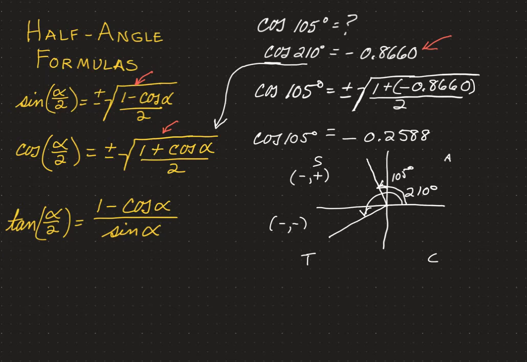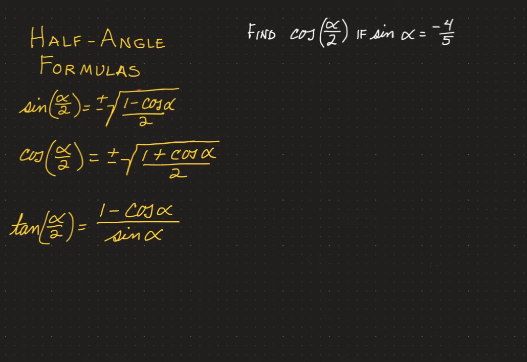So in this case, we were given an approximate number. We weren't given a ratio as the value of our cosine. Let's look at a case where you may be given a ratio as a value of a trig function and be asked to find another one using the half-angle formula. So let's look at finding the cosine of alpha divided by 2 if the sine of alpha equals negative 4/5. But we're going to have some special constraints on our possible answers.